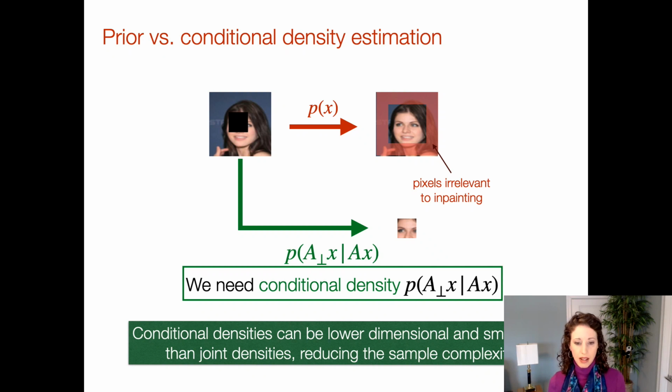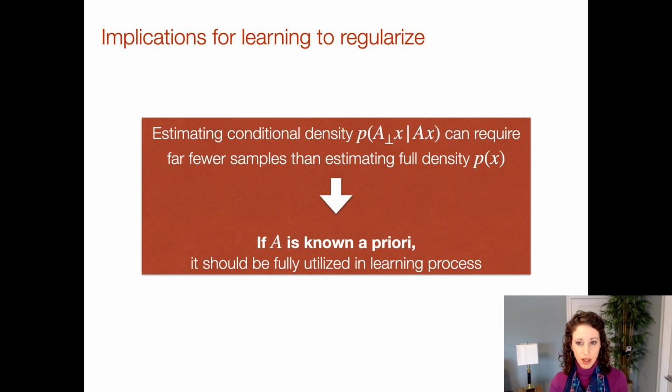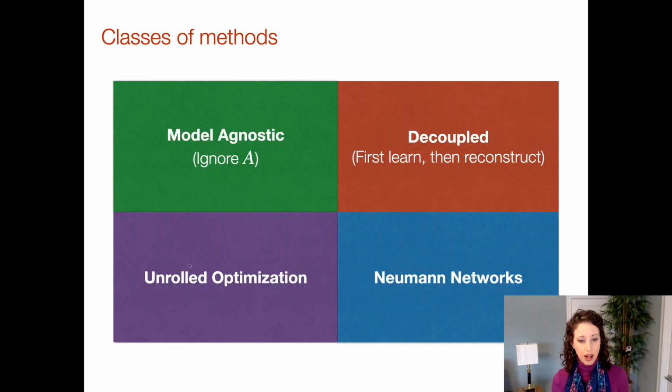And so the claim I'd like to make is that leveraging information about the forward model A from the beginning gets us closer to this more idealized scenario of trying to estimate the conditional density, and thus reduces the amount of samples that we're going to need in order to learn how to do good reconstructions. So another way of saying this is that estimating the conditional density can require far fewer samples than estimating the full density. So if we know what this forward model is a priori, we should be utilizing it within the learning process. And so that brings us to this third category of approaches that I wanted to describe, unrolled optimization.